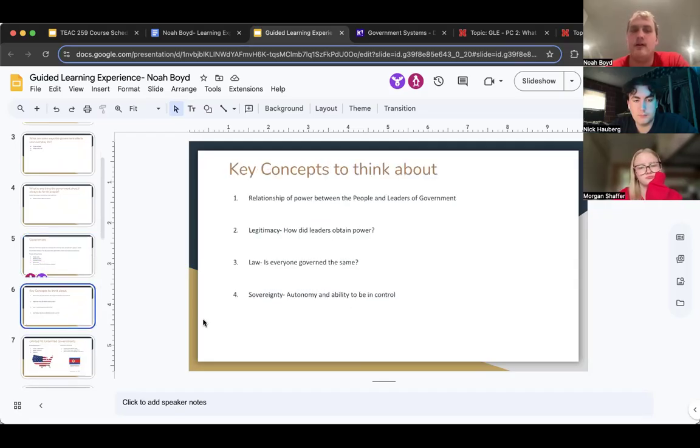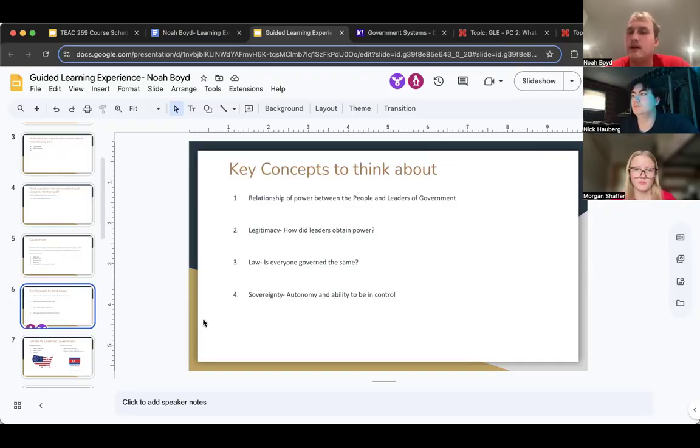There's more stuff to think about. The relationship of power between the people and the leaders of government. So, are all people in this government system going to adhere to the same laws? Are leaders going to have more rights and protections? Is one person only going to have more rights and protections? The legitimacy of the leaders. So, were they born into power? Did they garner power through military, or were they voted into their position of power?